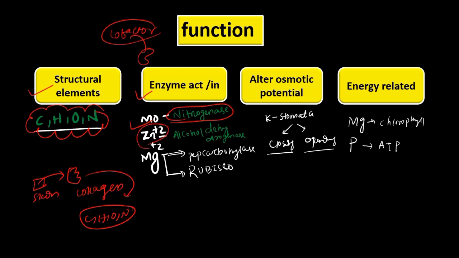Next, Zn. Zn means zinc, which acts as a cofactor of alcohol dehydrogenase, like magnesium. Magnesium also helps PEP carboxylase and Rubisco, and acts as a cofactor of these enzymes.